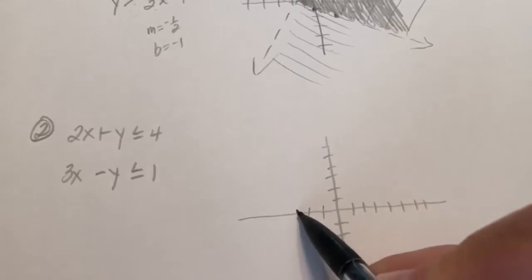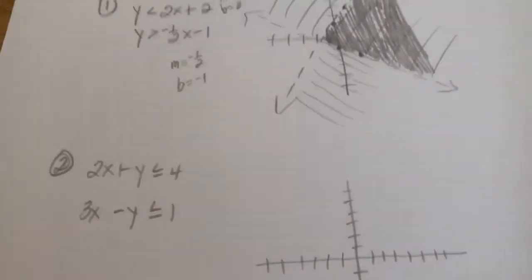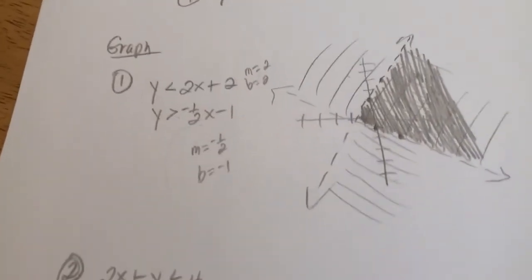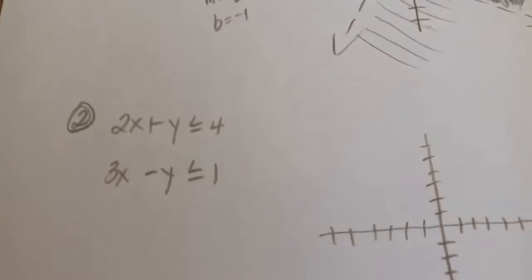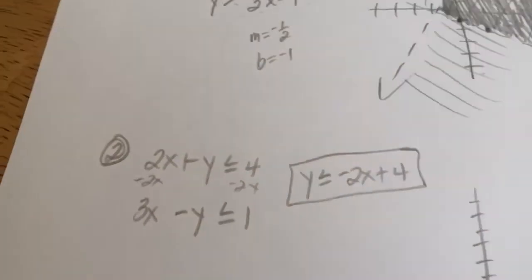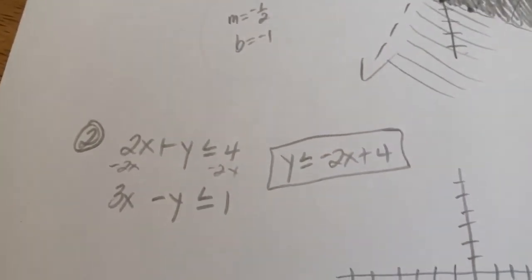All right, so what do you notice about this problem versus this one? Well, hopefully a lot of you are saying these aren't in slope-intercept form, and that's correct. So we have to get it in slope-intercept form first. This one's pretty easy. We subtract 2x. So y is less than or equal to negative 2x plus 4. Again, make sure your work is very clear for me to see and follow.